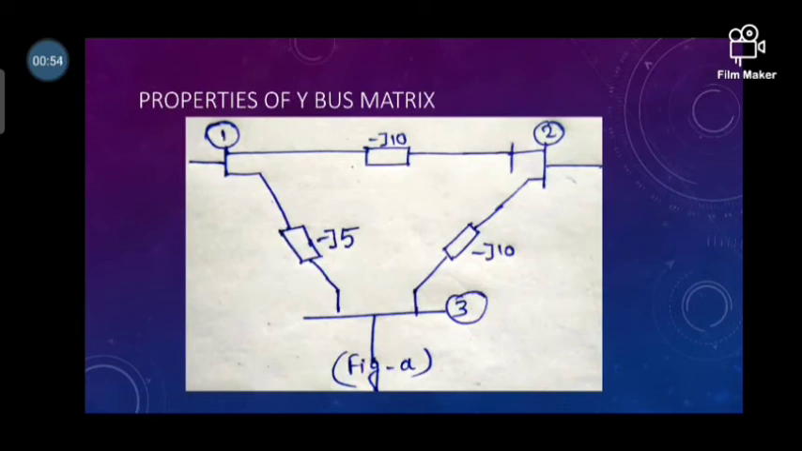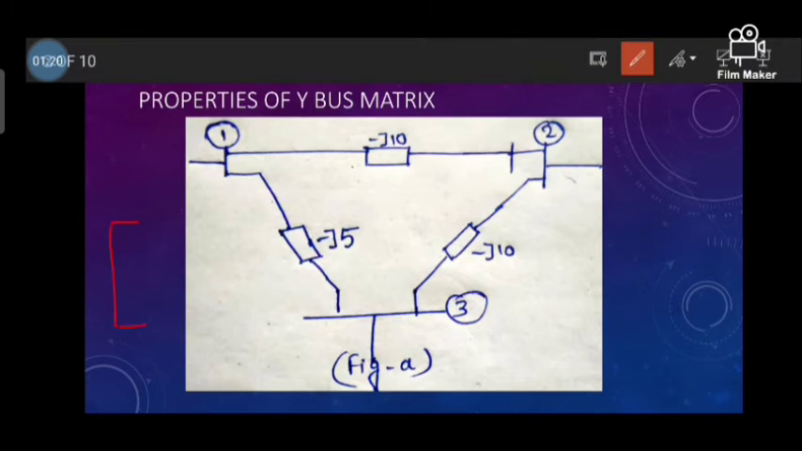So before going to our problem, I want to provide some properties or some relations of the transmission line. So let's see, this is one given example type problem. The first property, what is it saying? It says that the diagonal element of the matrix. So this is your matrix, this is your Y-bus matrix.